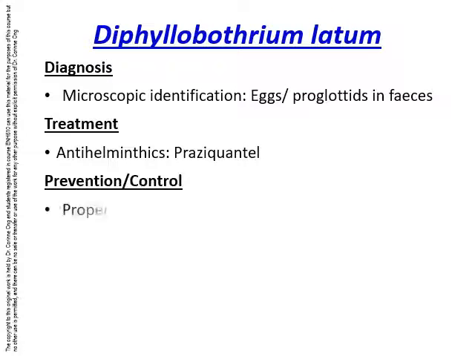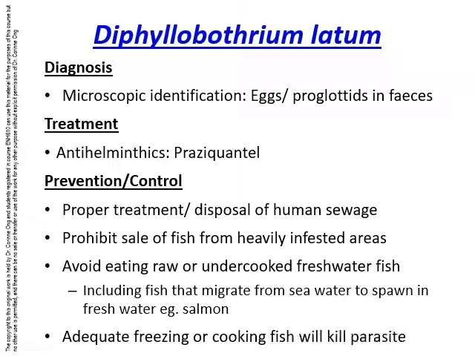Diagnosis is by the detection and identification of eggs or proglottids in fecal specimens. Anti-helminthics are available for treatment. Preventative measures include proper treatment or disposal of human sewage, prohibition of sale of fish from heavily infested areas, avoiding the consumption of raw or undercooked freshwater fish, including fish that migrate from seawater to spawn in freshwater, for example salmon. As well, adequate freezing and cooking of fish will kill the parasite, and this is a method that some well-trained chefs use in preparing dishes like sushi.